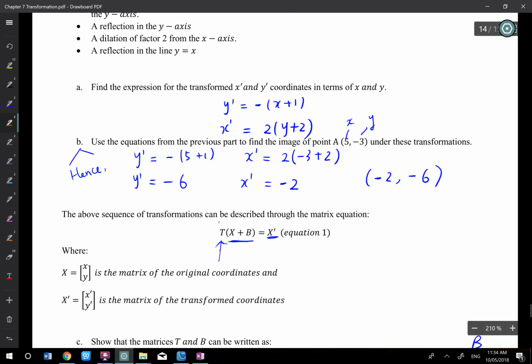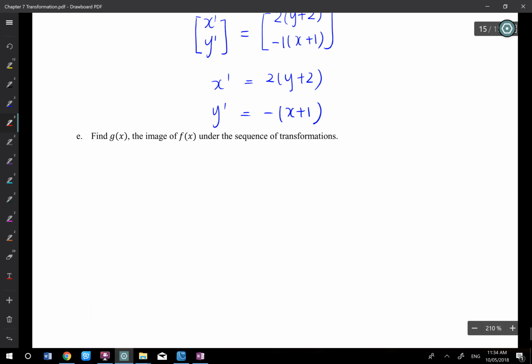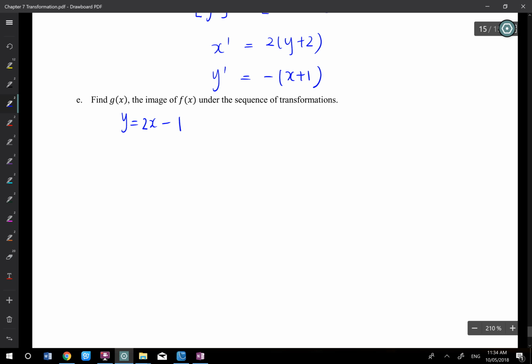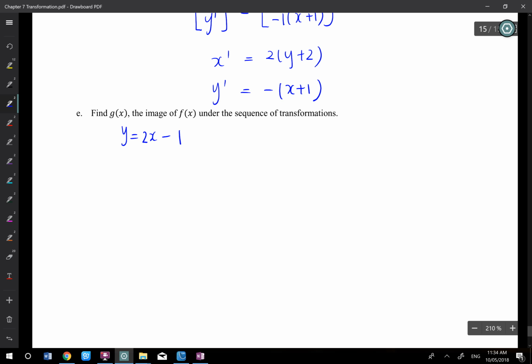Remember what you have is 2x minus 1. So what we have is y equals 2x minus 1. And I have x dash, y dash now. What do we need? We get step number 1, that's step number 2. What should we do for step number 3?